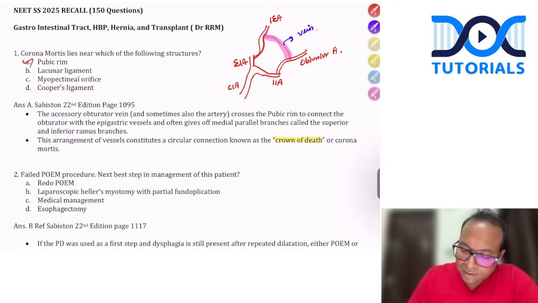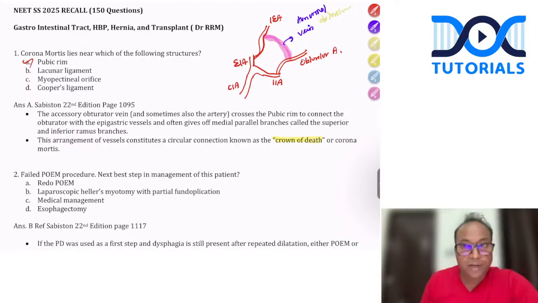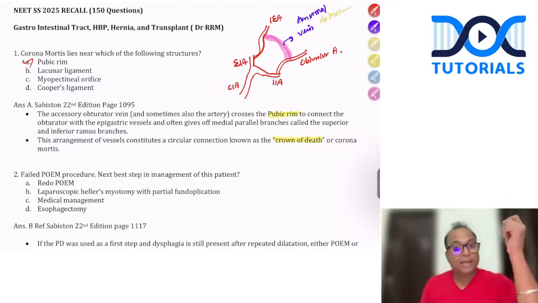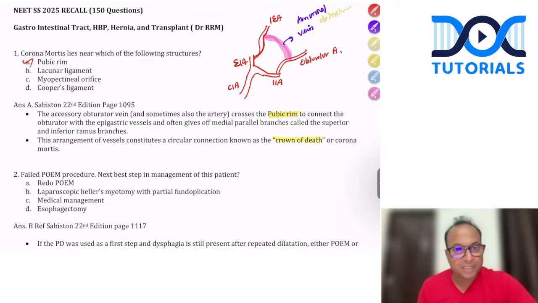This is called an abnormal obturator. This is the abnormal obturator concept, and this is the accessory obturator vein crossing the pubic rim. You can see a direct line across the pubic rim connecting the obturator and the epigastric vessels, which often gives off medial parallel branches over the superior and inferior ramus. This arrangement constitutes a circular connection called the crown of death.